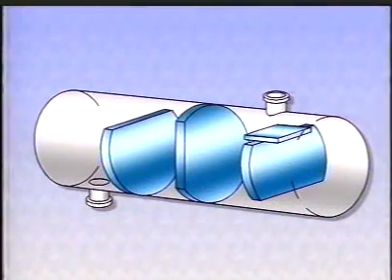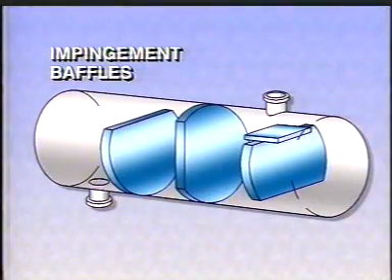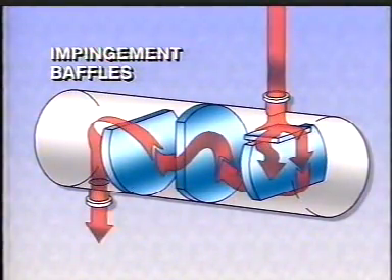If the force of the fluid entering the shell is too great, impingement baffles may be used. These baffles direct flow to the sides of the exchanger, which reduces internal erosion. In addition, the fluid contacts more surface area and increases efficiency.